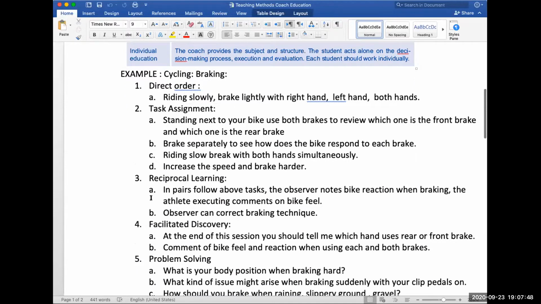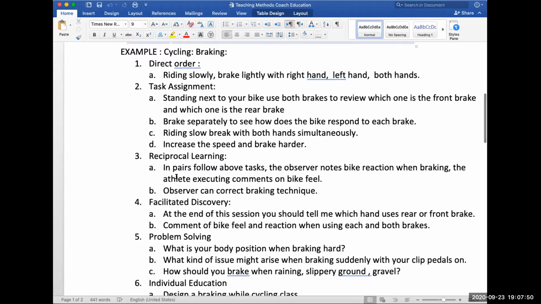So what I did is this. Exactly the same thing, the same skill, is taught in six different ways. So if I want to teach braking, a direct order would be: I would tell people to ride slowly, brake lightly with right hand, left hand, then both hands, and they would learn braking. That's a direct order, really easy to do.